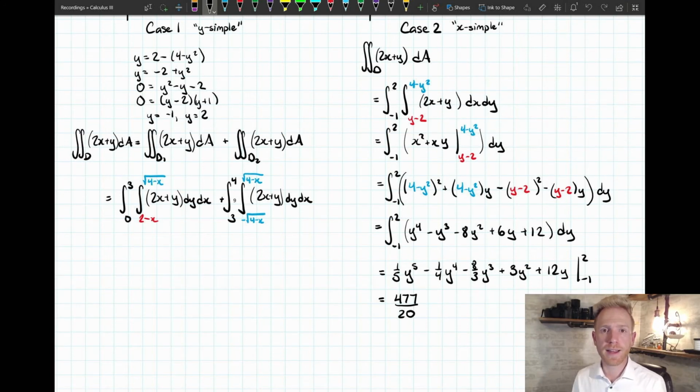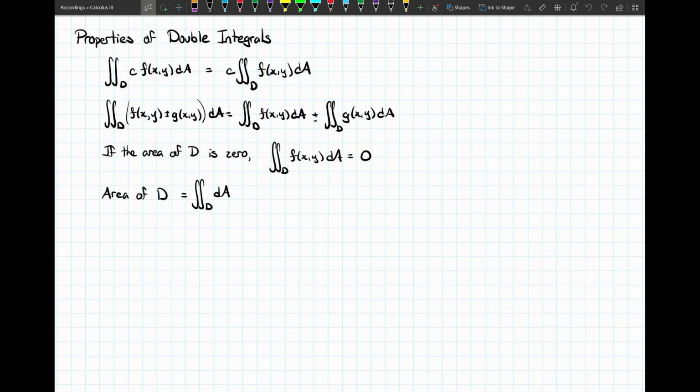Well, now that we know how to evaluate double integrals over rectangular regions as well as general regions, let's take a look at a couple of the basic properties of double integrals just in general. Just like with single variable integrals, whenever we have a constant multiple, we can pull that up front of the double integral and then evaluate the double integral of simply just the function f over the area D. Likewise, if we have a sum or difference of two multivariable functions and we're integrating as a double integral over the region D, we can always split that up into the double integral of f over D plus or minus the double integral of g over the region D.